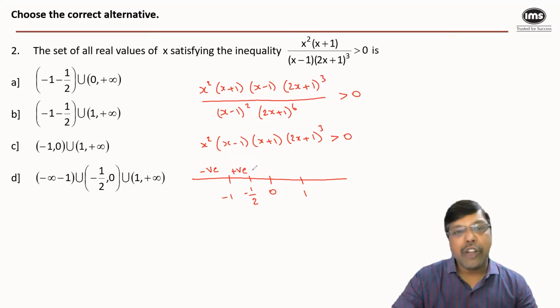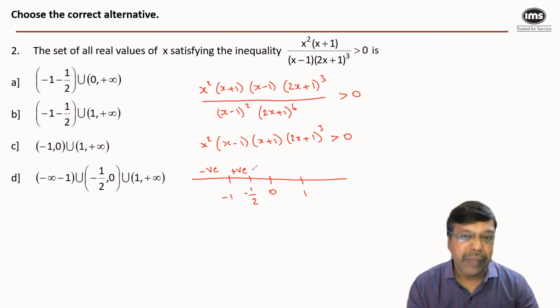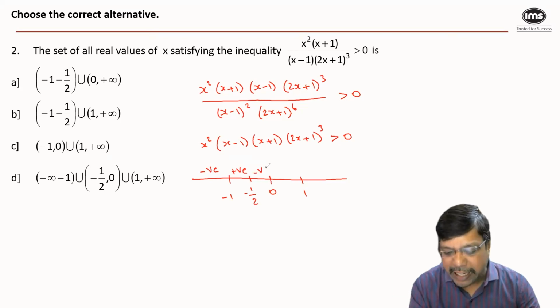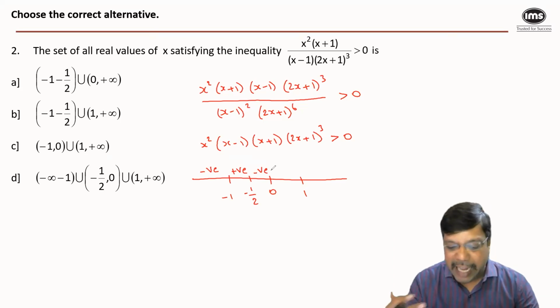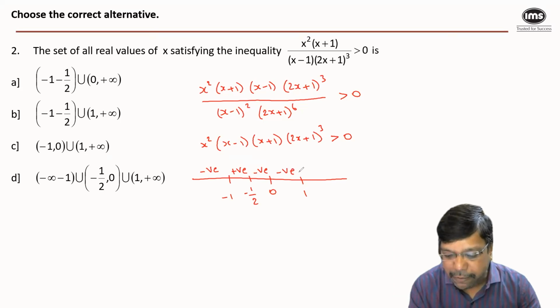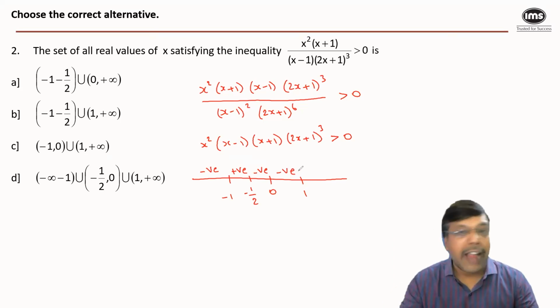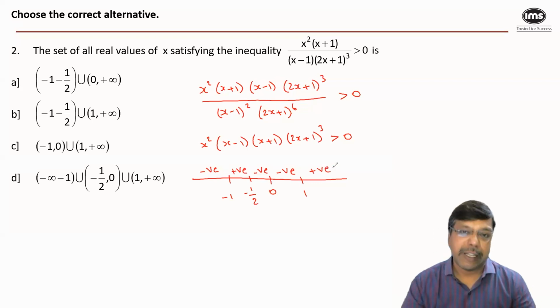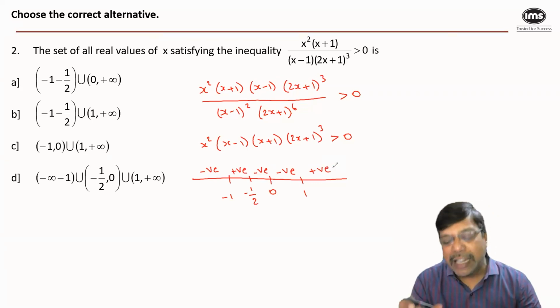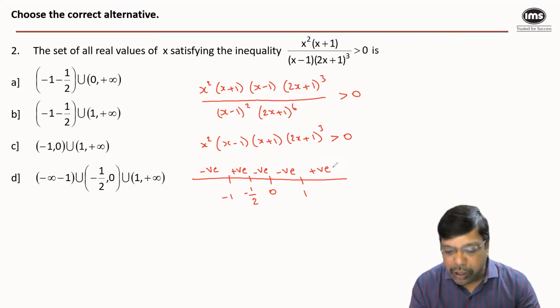Now substitute a value between minus 1 by 2 and 0. So let's say minus 0.25, which makes the expression negative. If you substitute a value between 0 and 1, let's say 0.5, then also the expression remains negative. And if I substitute a value greater than 1, let's say x is equal to 2, undoubtedly the expression becomes positive.